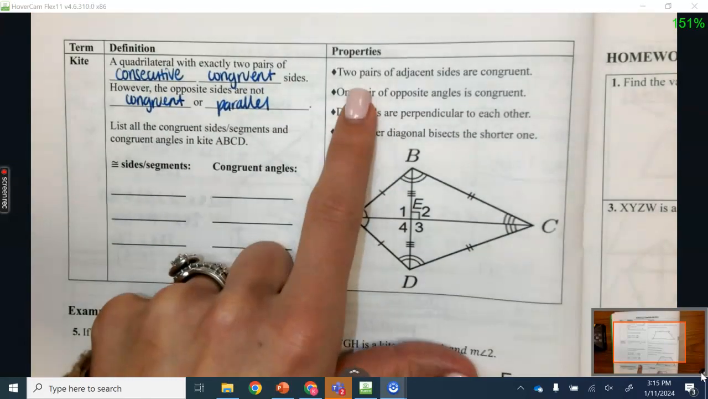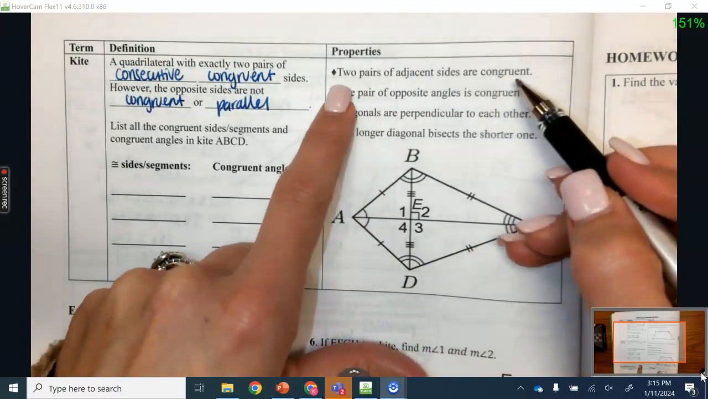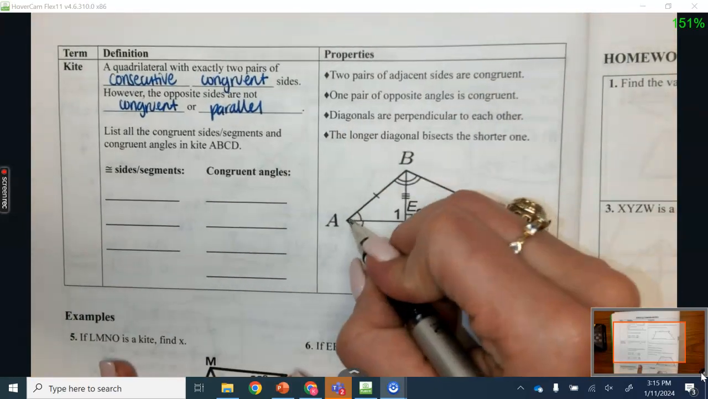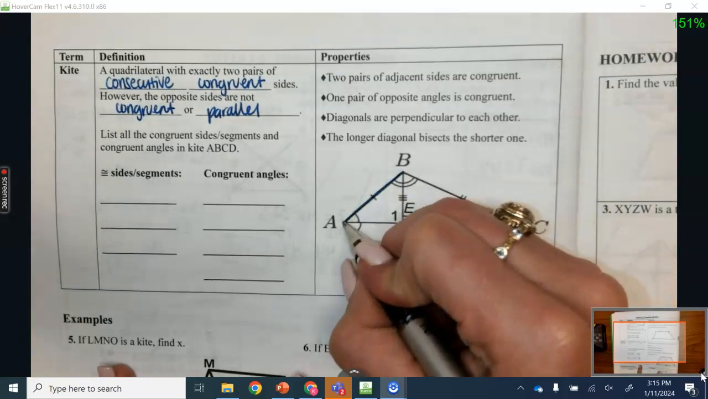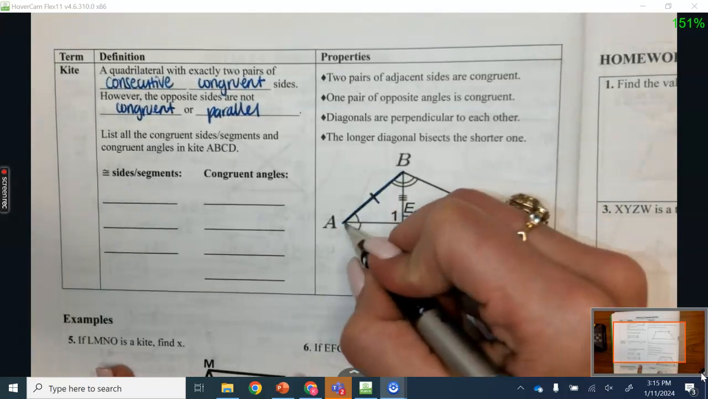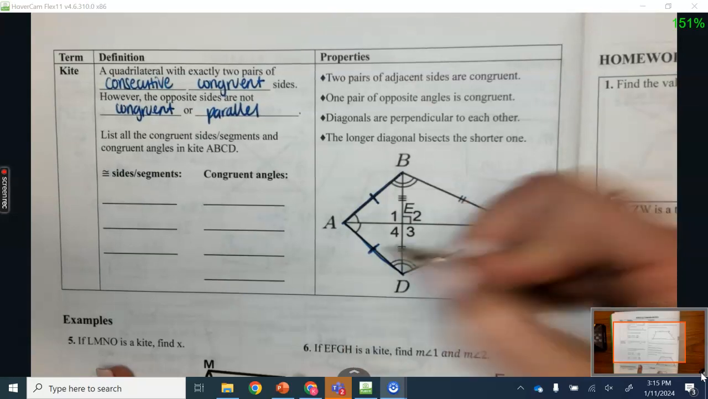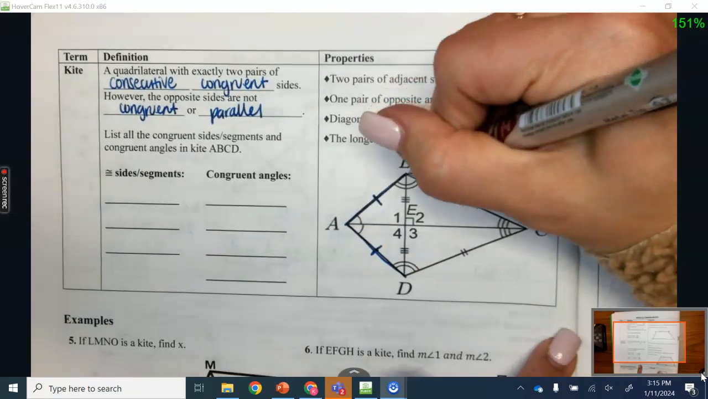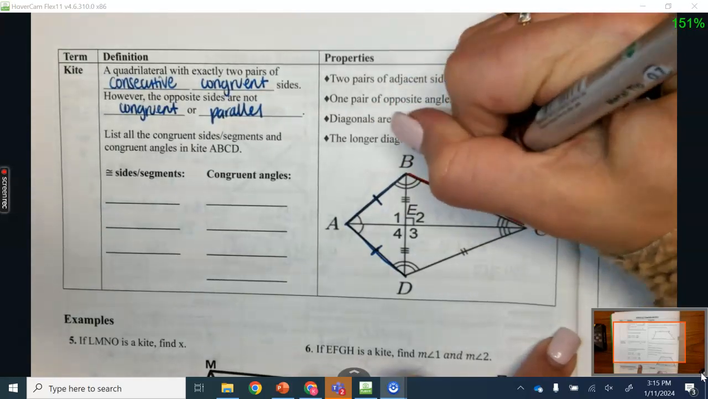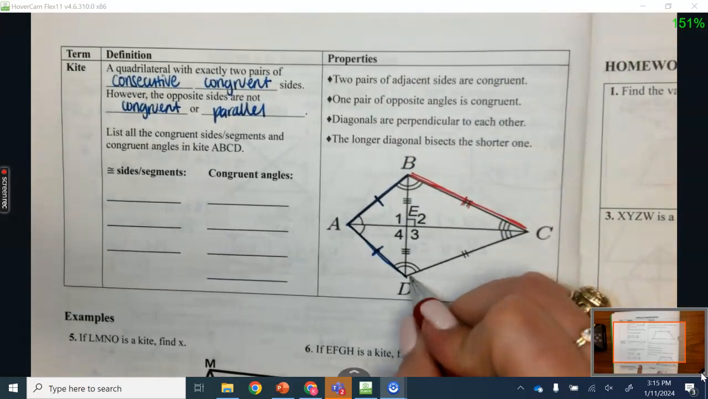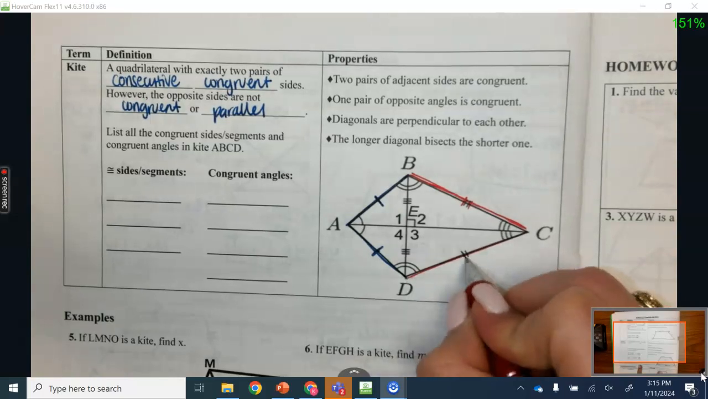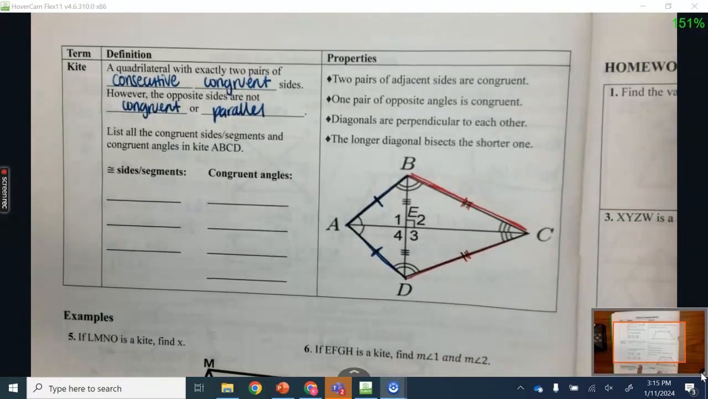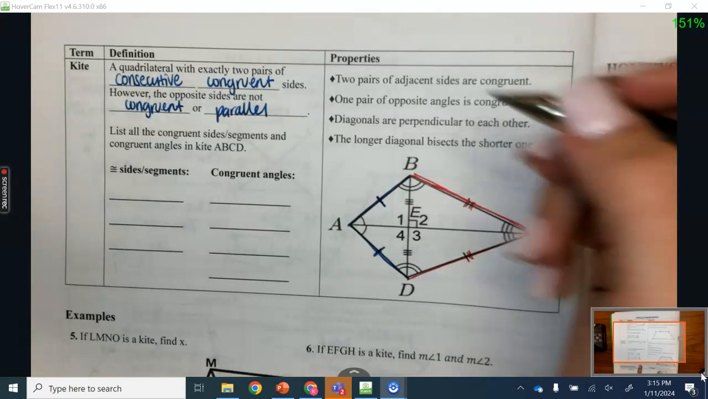All right, so here are the properties of a kite. We have 2 pairs of adjacent sides that are congruent. So adjacent means consecutive, right? Next to. AB is congruent to side AD. And then BC is congruent to side DC. Okay. 1 pair of opposite angles is congruent.